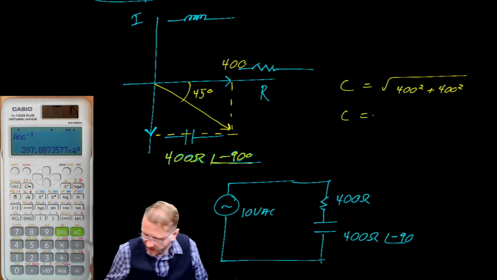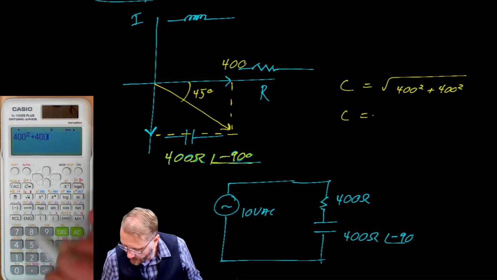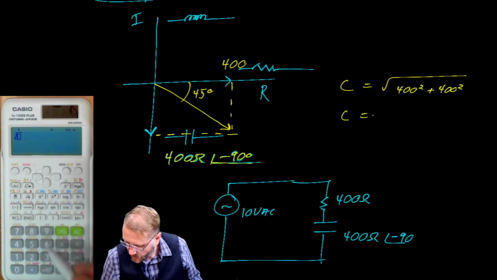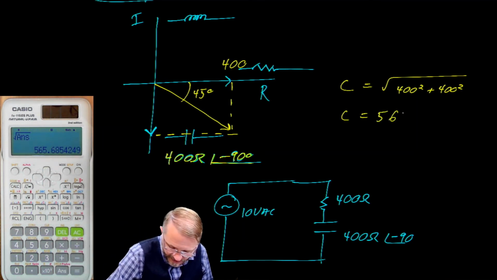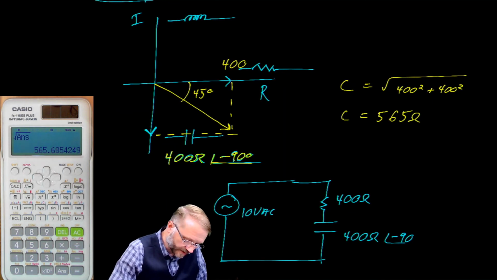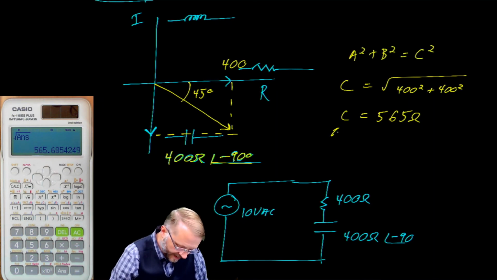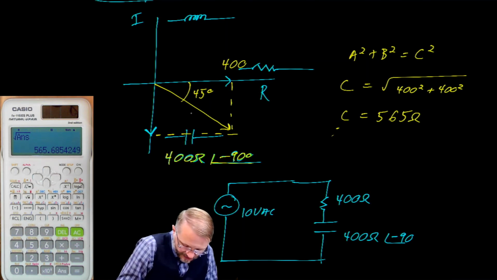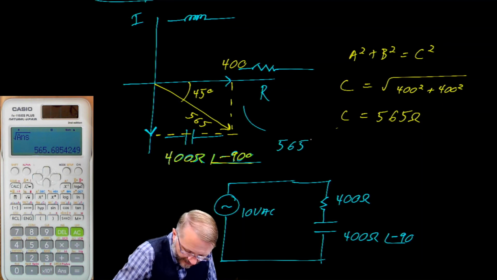So C is equal to the square root of 400 squared plus 400 squared, which is 565 ohms. I have to be careful. This is C as in A squared plus B squared is equal to C squared. This is not capacitance. That 565 is only the length of this line. From this, we would say that the total impedance is 565 ohms at a phase angle of 45 degrees.